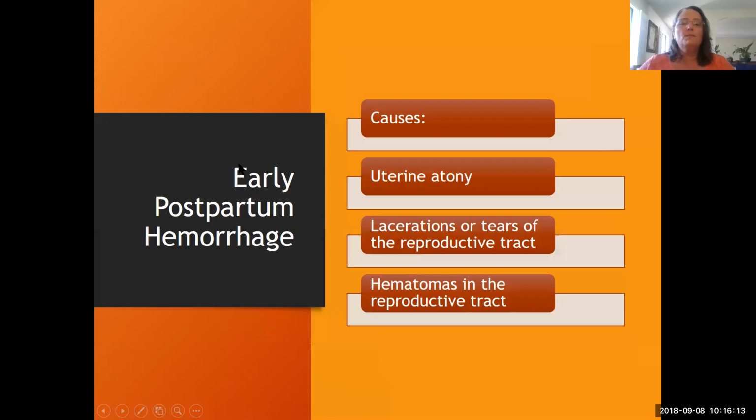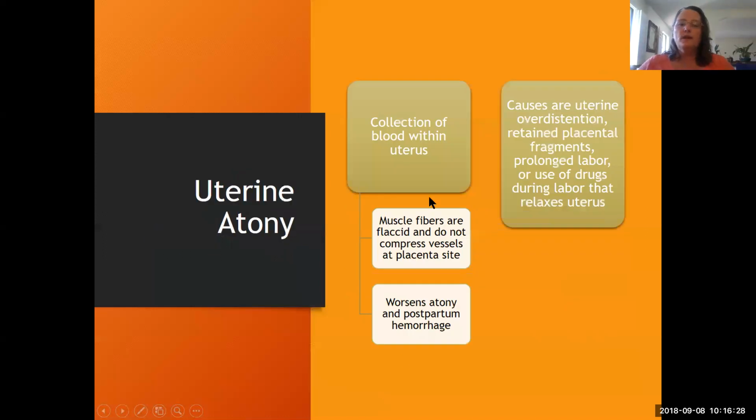So before, I mentioned early postpartum is within the first 24 hours. It's usually caused from uterine atony, that's the uterus not being able to clamp down. There's a laceration or a tear, or possibly a hematoma, like I've already mentioned. So this is when a uterine atony is caused by overdistension. So if you've had a really large baby, sometimes the uterus can't clamp down enough to seal off the bleeding sites. Sometimes there's retained placental fragments.